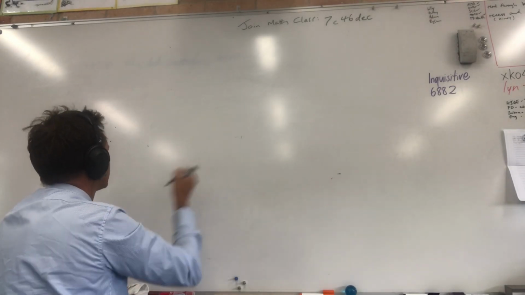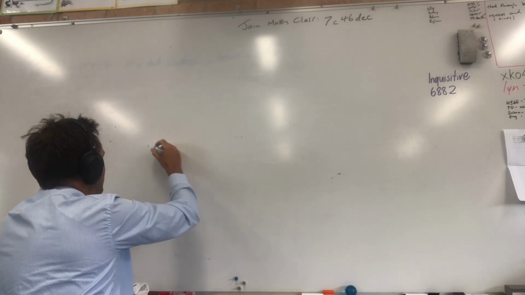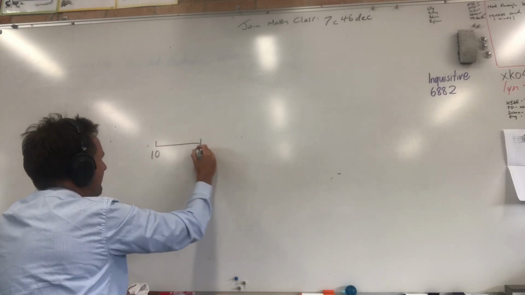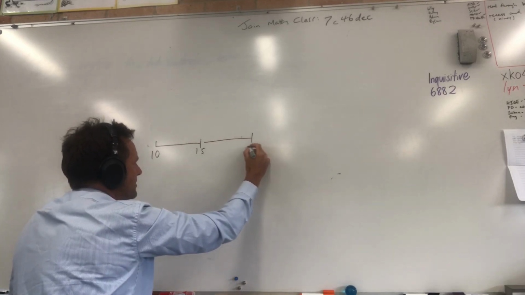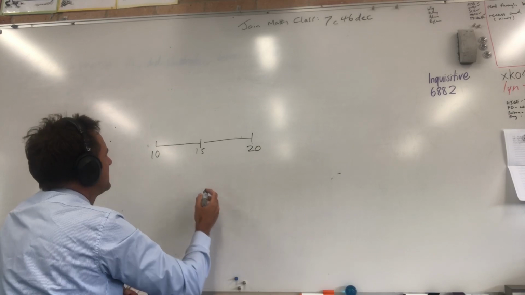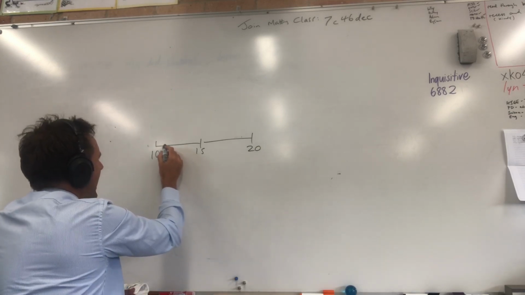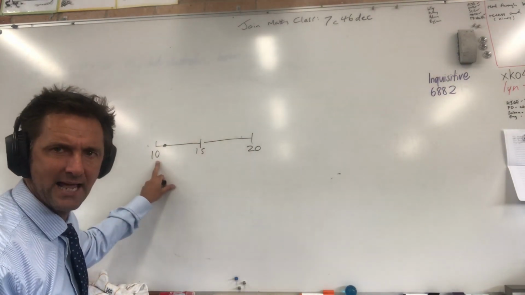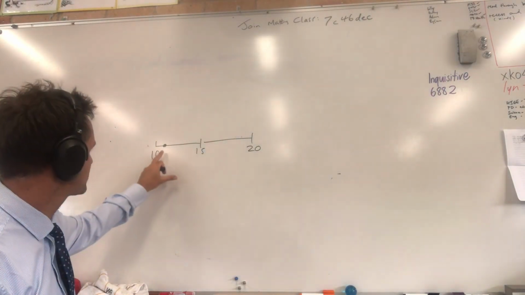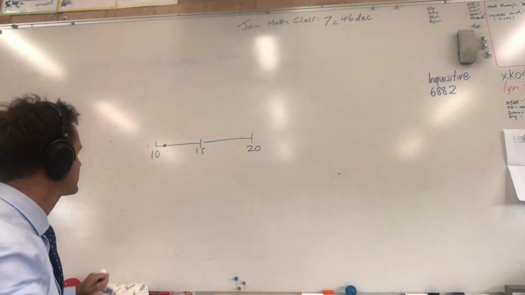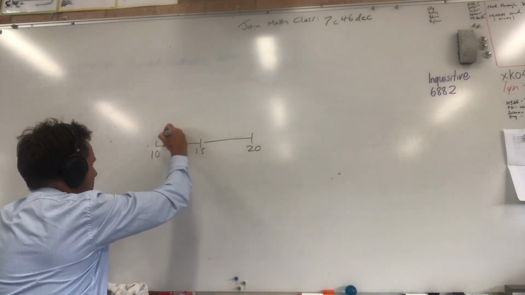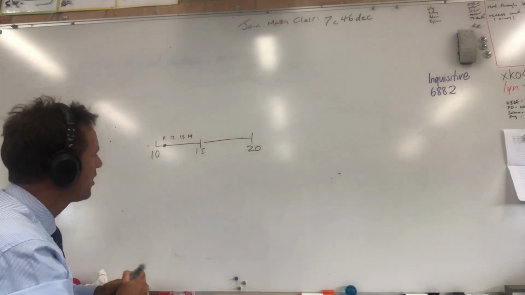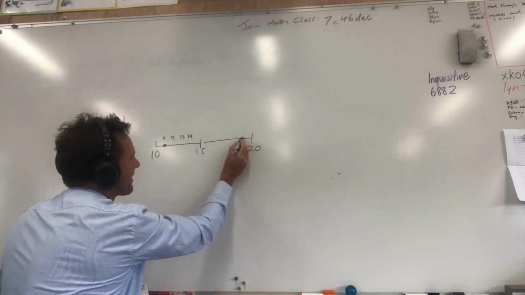What about if we did this? What about if we went 10, 15, 20? And what about if I said to you, what's the number there? You can see it's right next to the 10. It's not the 10, but it's right next to it. I wonder if you've got the brains to work out, well, Mr. Burns, it's probably 11, because 11 would go there, then it would be 12, 13, 14, and that would be 15.